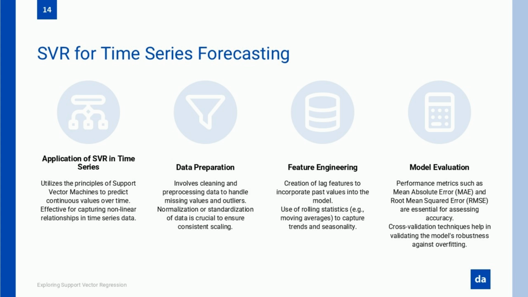Despite its strengths, SVR has some limitations in time series forecasting, since it does not inherently model sequential dependencies like recurrent neural networks. It relies entirely on the lag features and engineered variables provided. If the chosen features do not fully capture the time-based relationships, the model's predictions may suffer. Additionally, training SVR on very large time series datasets can be computationally expensive, especially with nonlinear kernels.